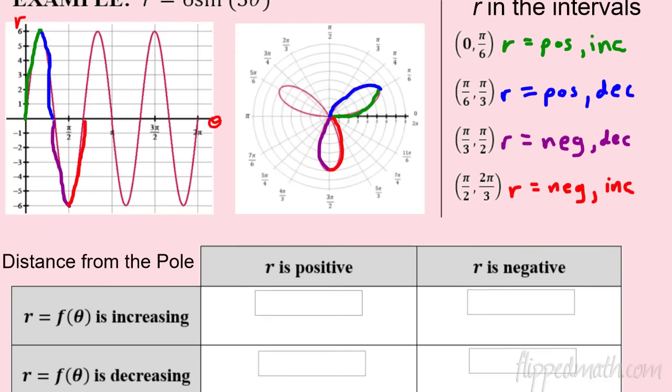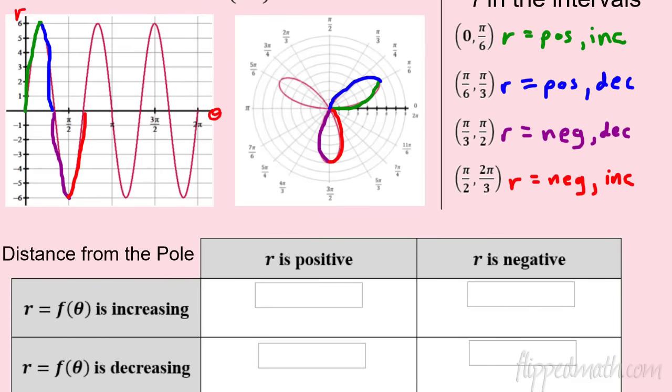I'm going to scroll down to that table, and let's figure out what's happening here. On the first interval from 0 to pi over 6, I was positive and increasing. This is how it's written out. If r is positive and r is increasing, the function is increasing. We say that that is an increasing distance from the pole. So we're talking about the distance from the pole. Basically it's going away, so you're getting farther away. Maybe you want to write that in there too.